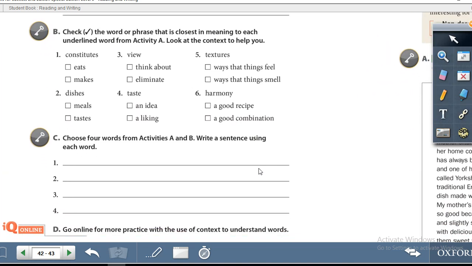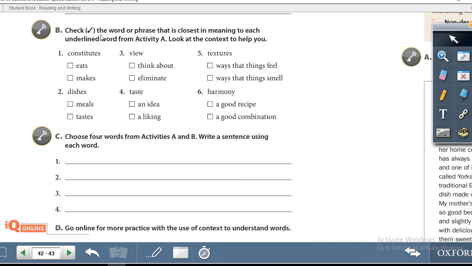Let us now move on to exercise B. Check the word or phrase that is closest in meaning to each underlined word from activity A. Look at the context to help you, right? So you're going to check the word or phrase that they give you. For example, number 1, right? Constitutes, right? Does it mean eats? Does it mean makes? You will take your pen or pencil and you will put a check in the correct box.